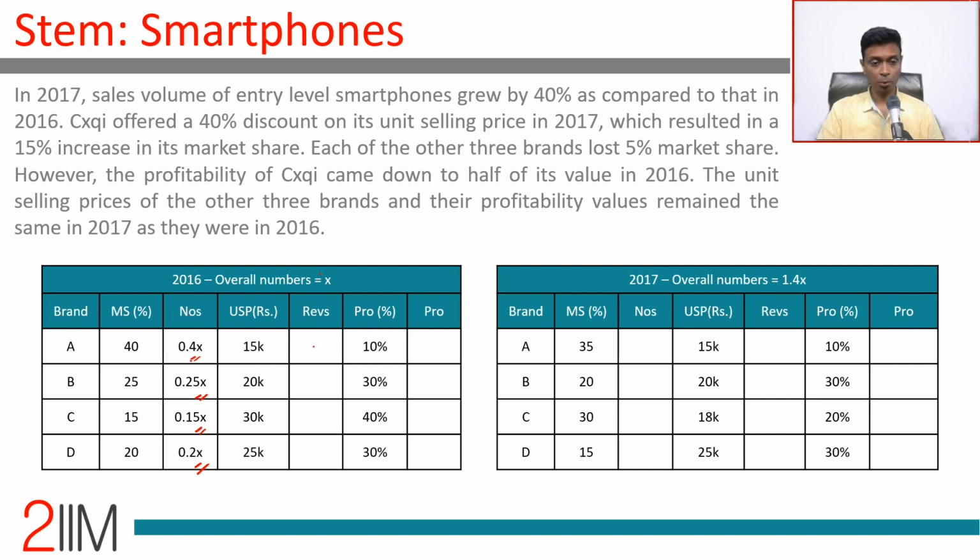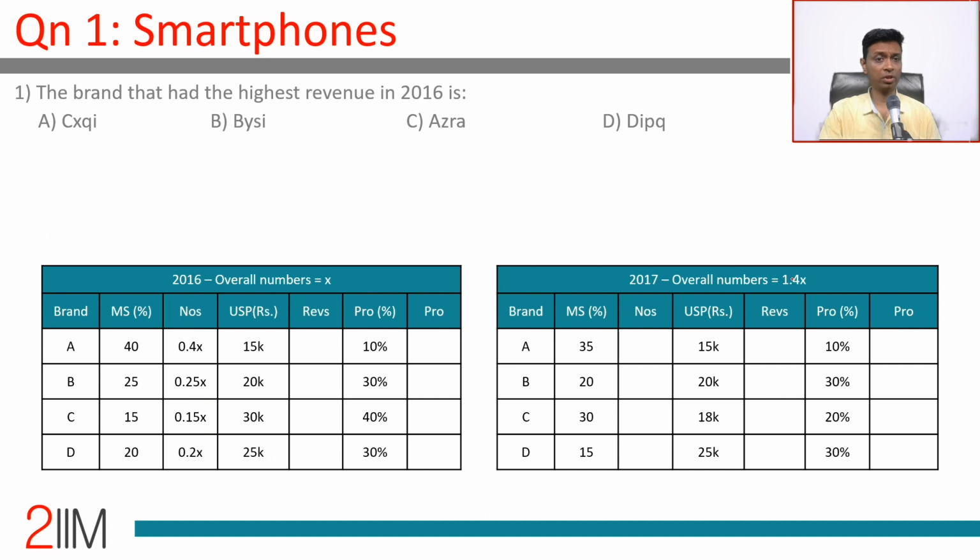Revenues would be 0.4X into 15K. I'm writing 15,000 as 15K. Then 0.25X into 20K, 0.15X into 30K, 0.2X into 25K. We can find these numbers and complete everything and just solve the answer. But I'm going to go step by step, question by question. Maybe we'll need to fill all the numbers, maybe we won't need to. Fine, let's go step by step and look at the questions.